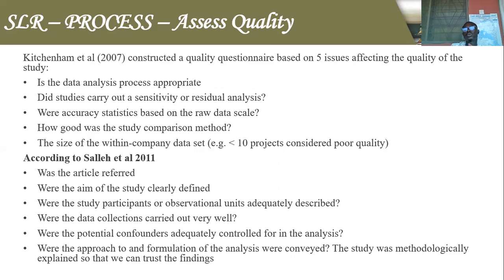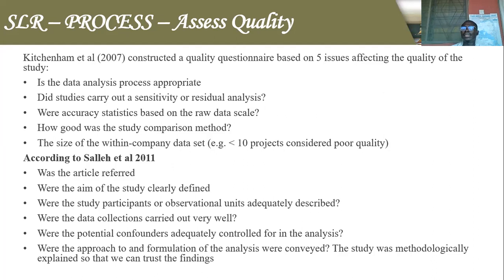According to Kitchenham 2007, he constructed a quality questionnaire based on 5 issues affecting the study. This is what the person stated in examining the quality of the literature he assessed at that time. They asked: is the data analysis process appropriate, as I already said? Did the study carry out a sensitivity or residual analysis? Were accuracy statistics based on the raw data scale? How good was the study comparison method? And the size of the within-company data set: if it is less than 10 projects, it is considered poor quality. These are the checklist items they used in examining the quality of the articles they assessed at that time.